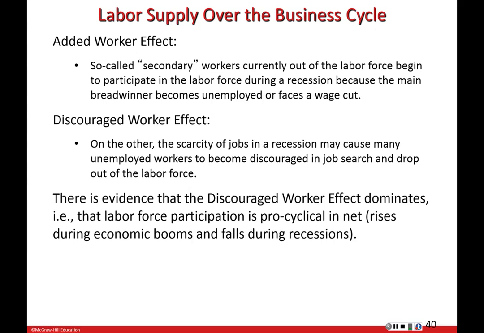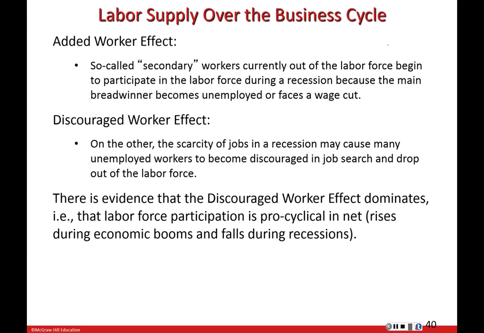Then you have an opposite discouraged worker effect. What this is saying is that in a recession, the scarcity of jobs may cause some workers who are looking for work, unemployed workers, to become discouraged in their job search and to simply stop looking for work. Now remember, if an unemployed worker stops looking for work, he is no longer unemployed. He is in fact out of the labor force. And this causes labor force participation to fall.